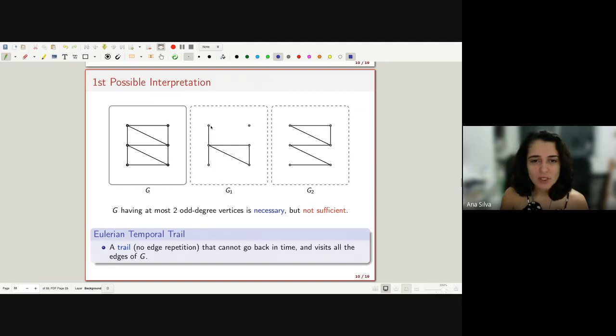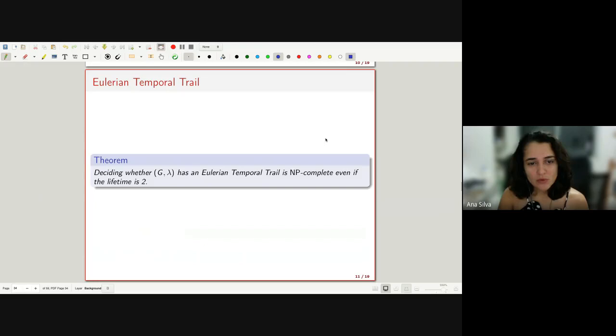But it's not sufficient. Indeed, we can see here an example. Here, these 3 edges appear only in G1, so you must do this in the first snapshot. But now in the second snapshot, it doesn't matter where you started or finished. The point is that you must also visit this edge and this edge, which means that you will have to use this edge a second time, which is not possible. Okay, and as I told you before, indeed, deciding whether a temporal graph has such a trail is an NP-complete problem, even if the lifetime is two. But I'll not show you the reduction. I'll show you the reduction for our next interpretation, which can be modified in order to prove this result.